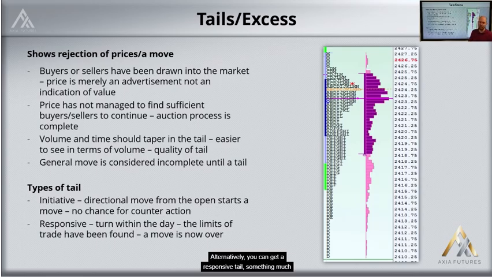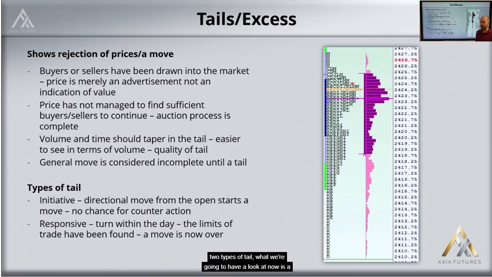Alternatively, you can get a responsive tail, something much more like this, where the market's opened up here, traded up here, and then traded down and back away. So a rejection of prices. What this shows you is where the limits are within the day. It shows you that the move has gone down, found that there are no more sellers, buyers come in, buying tail, and back up you go. So that's the difference in these two types of tail.